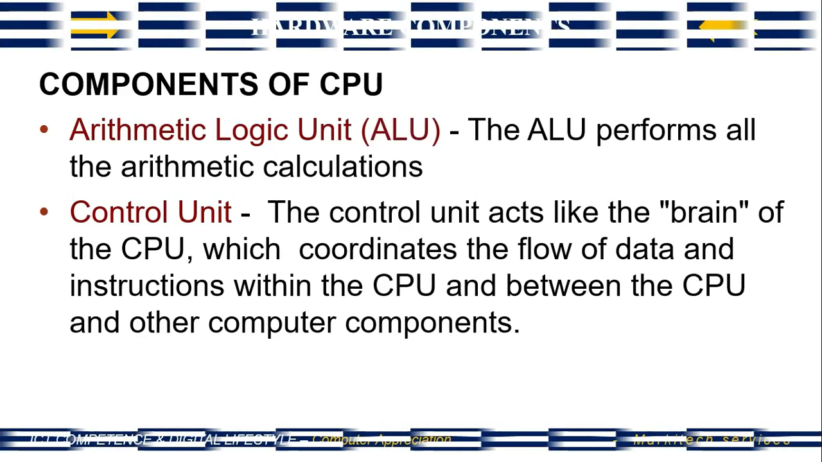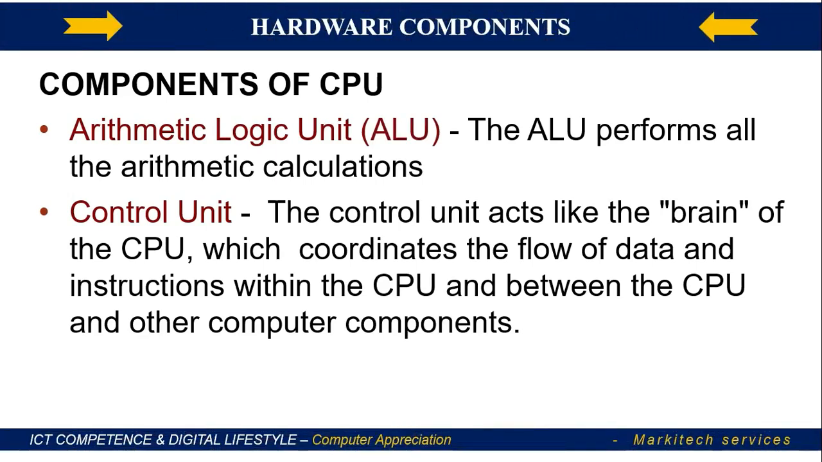Now let's look at this. In the CPU, we have the ALU, which is the arithmetic logic unit, and then we have the control unit. The ALU performs all arithmetic calculations such as addition, subtraction, and a lot more. This helps the CPU perform logical calculations, mostly when used in Excel and other applications. And then we have the control unit, which acts like the brain of a computer system and coordinates the flow of data and instructions within the CPU, and between the CPU and other component parts of the computer system.